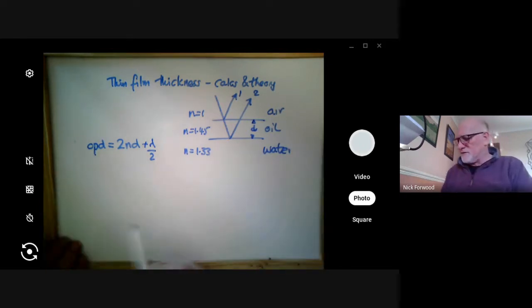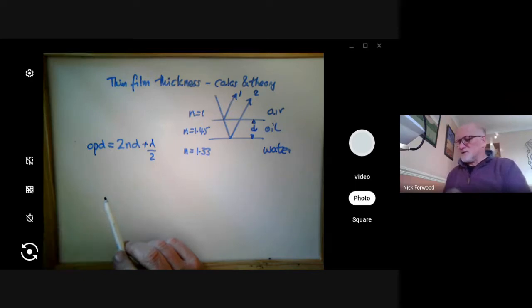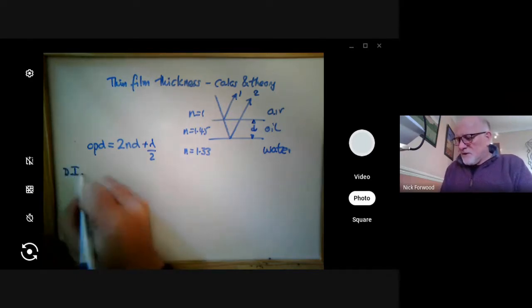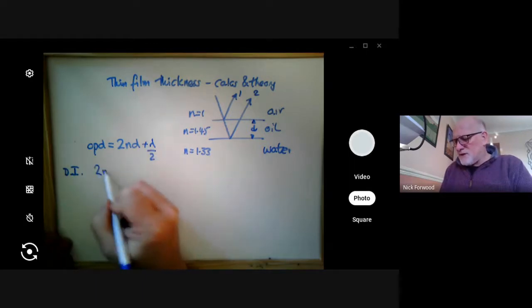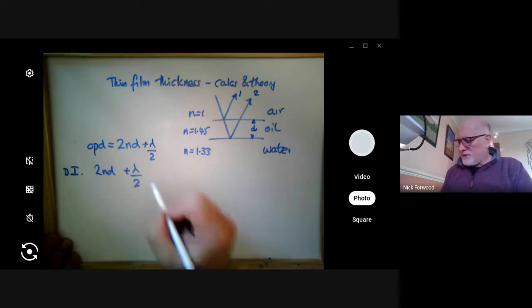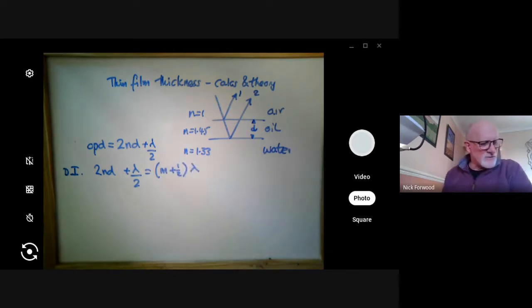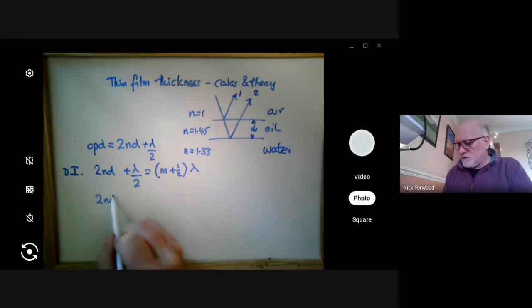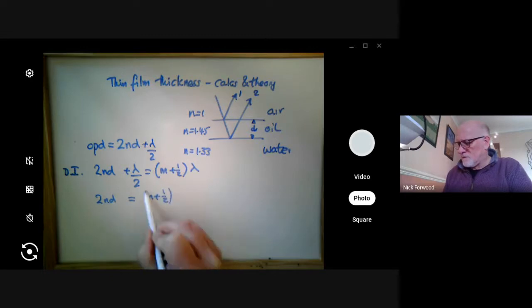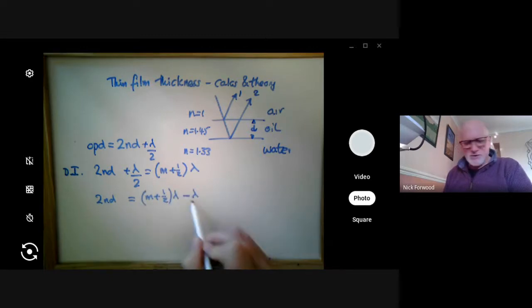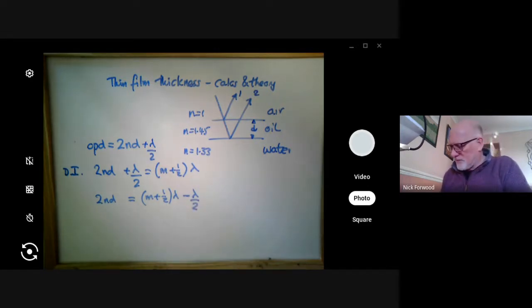Now for destructive interference, remember the formula sheet just says m lambda or m plus a half lambda. It doesn't tell you which one's which, or where to use it. That's where you've got to analyze the situation. So for destructive interference, we're going to put our optical path difference, 2nd plus lambda over 2, equal to (m plus a half) lambda, and then we can rearrange that. So 2nd equals (m plus a half) lambda minus lambda over 2. It might be helpful to expand that: here I've got plus lambda over 2, and here I've got minus lambda over 2.